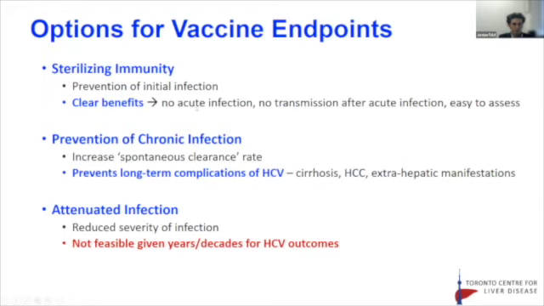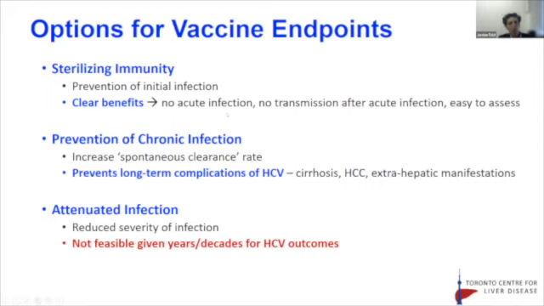So when we think about this, it's important to really think about what are the preferred endpoints for any vaccine study. And it was actually discussed in the panel discussion earlier that Graham Foster said, well, of course, you're going to aim for sterilizing immunity. And I think all of us would love to see sterilizing immunity. That's the idea that you prevent initial infection. There's clear benefits to that.